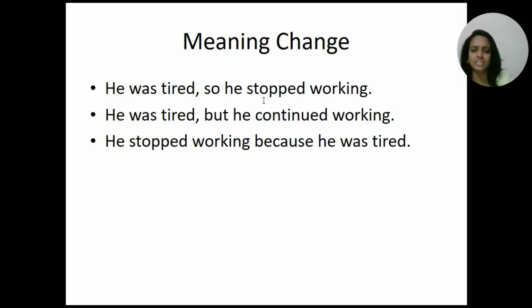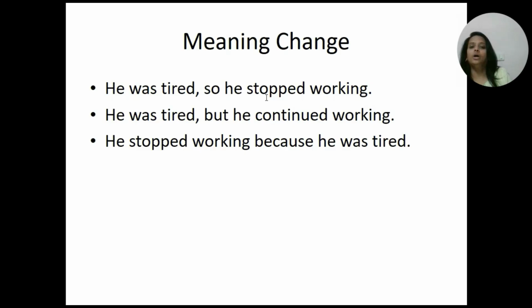So here, same idea, but different conjunction and different meaning. He was tired, so he stopped working. So this one is the result, right? He was tired, but he continued working. So here, this shows the contrast, right? Though he was tired, he continued working. So this is the contrast. He stopped working because he was tired. So again, here it shows the cause. So this one is the same idea, different conjunction, and it gives a different meaning.